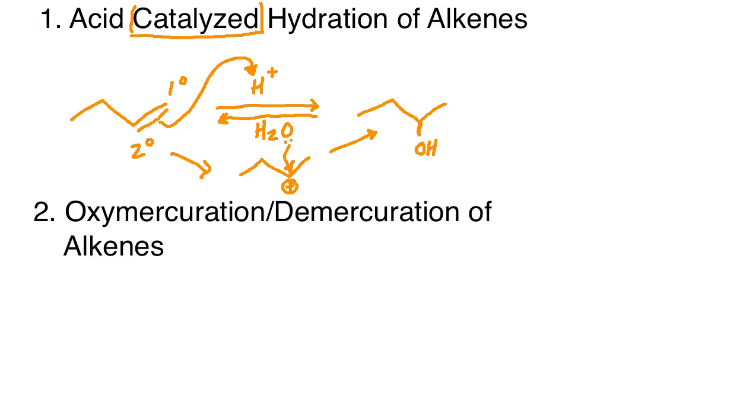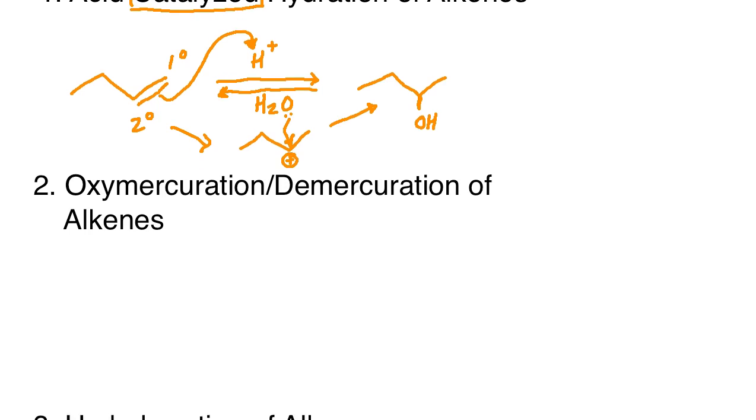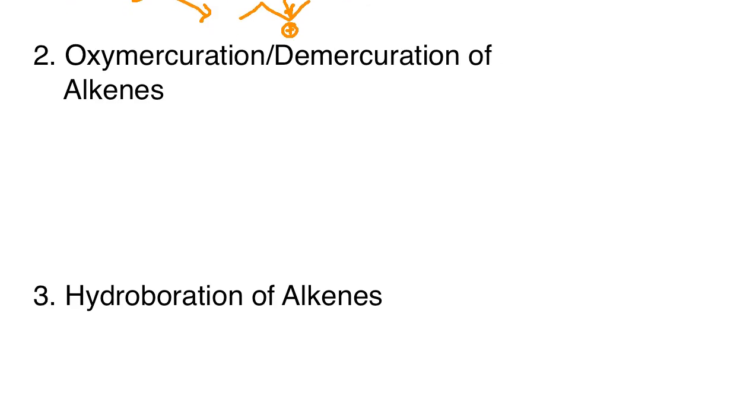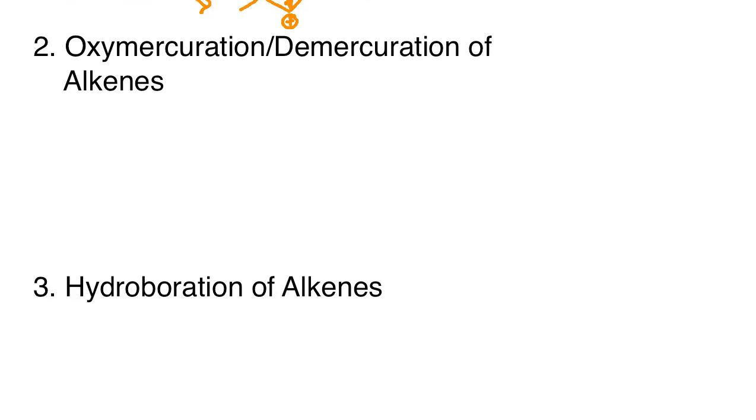You actually avoid carbocation formation in the oxymercuration demercuration. You only get some partial carbocation character there. So, oxymercuration demercuration. Again, we're dealing with alkenes. So I'm going to use the same example for the first 3 here.